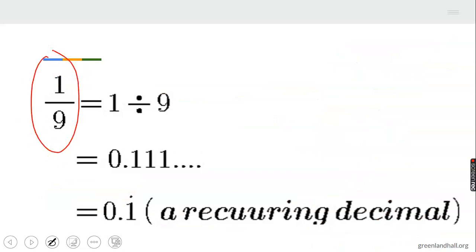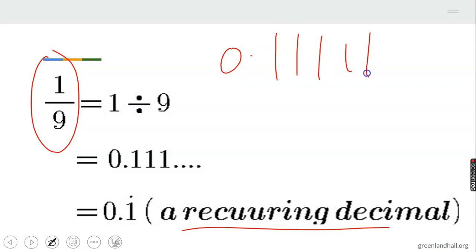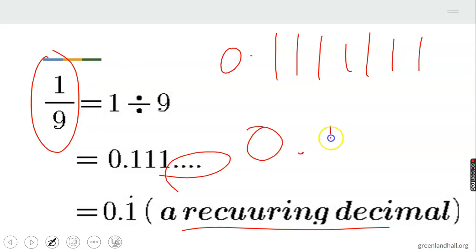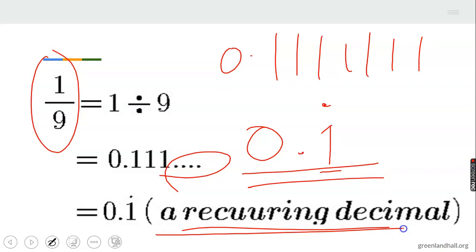Now, we also have another, we call it recurring decimal. When you have 1 divided by 9, you have 0.111111 and it continues indefinitely. That is why we have this dot. But you can see that I have 0.1 with a dot on it. It means the 1 continues indefinitely. We call it a recurring decimal. So you have to just approximate it to any number you like. It could be to 3 decimal places or 1 decimal place.